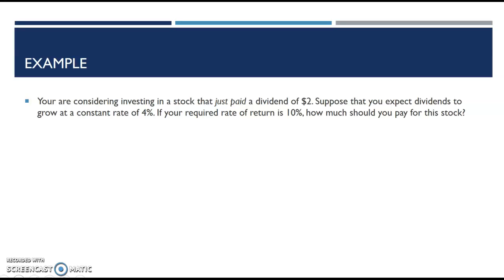So let's see an example involving a problem where you're given dividend zero. In this question, you're considering investing in a stock that just paid a $2 dividend. Suppose that you expect dividends to grow at a constant rate of 4%. If your required rate of return is 10%, how much should you pay for this stock? So just paid indicates that I was given dividend zero. I see my dividends are expected to grow at 4%, so that's going to be my g, and my required rate of return is 10%, that's going to be my r.